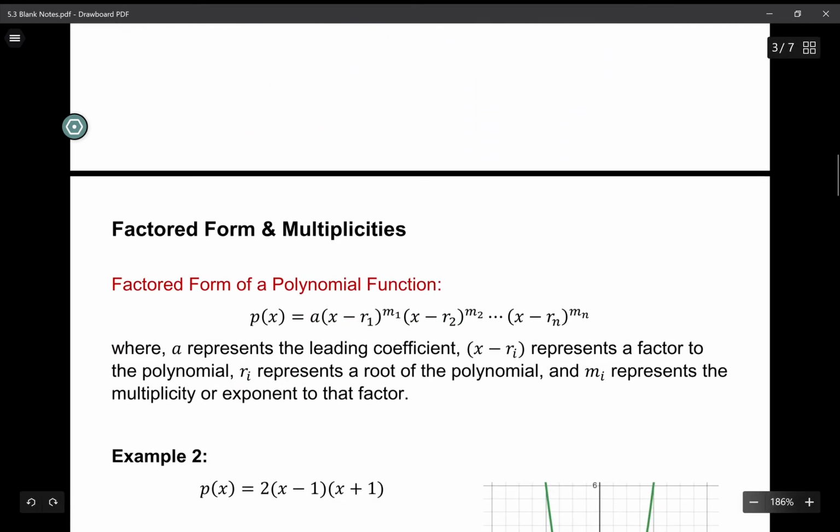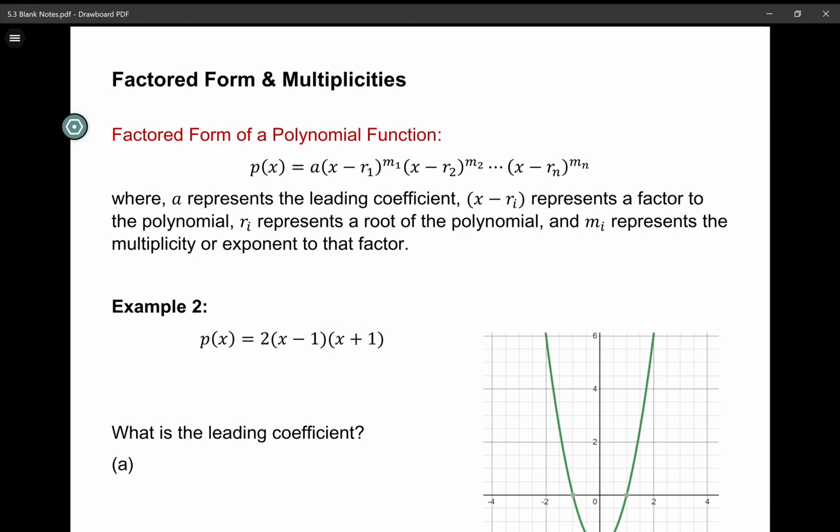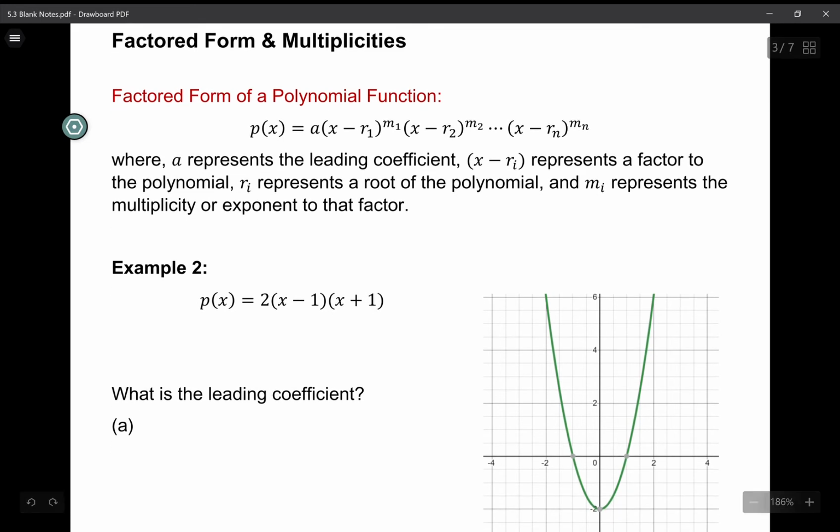All right, so let's talk about the factored form of a polynomial function. This equation right here that gives you the factored form of a polynomial function is pretty hard to read, but we're going to work through it and get used to it. It says a polynomial function is of the form p of x equals a, x minus r1 to the m1, x minus r2 to the m2, dot, dot, dot, x minus r sub n to the mn.